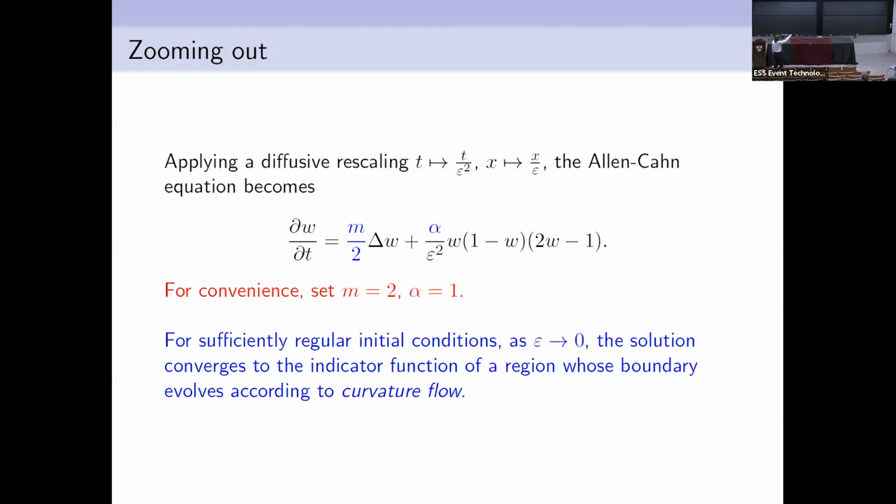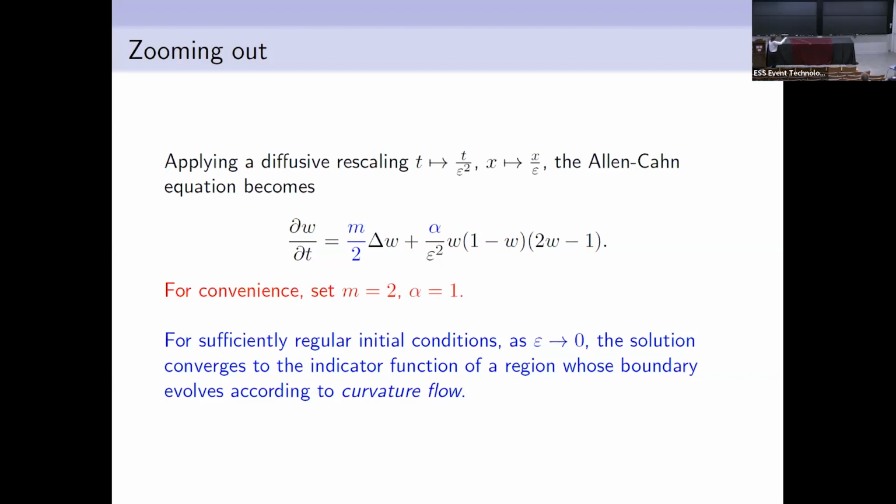And remember, we said that if w was less than a half, this would be pushed towards 0. This is a negative drift. And if w is bigger than a half, we're being pushed upwards. It's positive drift. So what we can predict is that if epsilon gets very, very small, the solution to this equation is going to converge to an interface, so the indicator function of a set, at least if the initial condition is sufficiently regular. And for convenience, I'm just going to take m equals 2 and alpha equals 1, because that's where all the math has been done. Of course, I could scale that away.